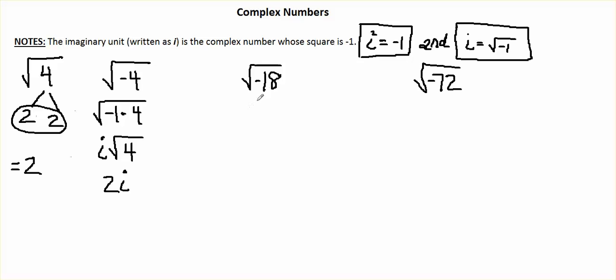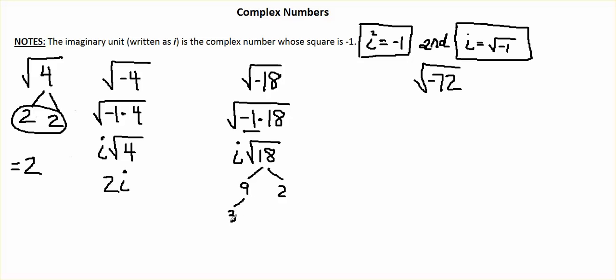So let's go ahead and do the same thing for this example here. The square root of -18, we are going to rewrite as the square root of -1 times +18. We notice that we have the square root of -1 under a radical, so we are going to pull out an i, and we're going to be left with the square root of 18. Now let's go through the process of factoring 18, and we get 9 times 2, and then 9 can be factored into 3 times 3.